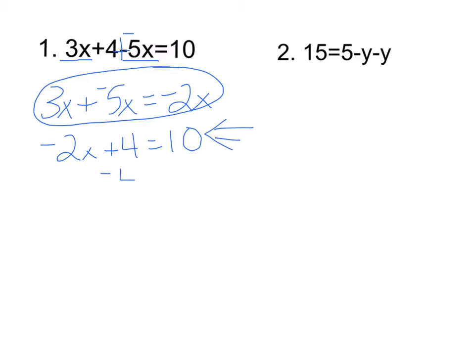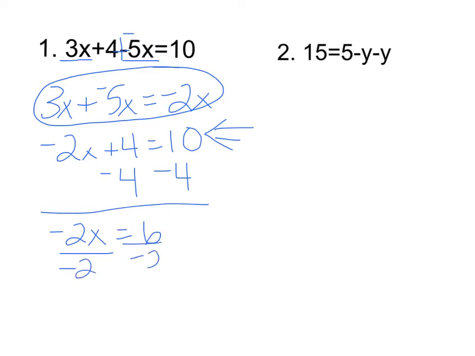So we're going to get rid of the plus 4 by subtracting it, and then we're going to divide by negative 2. So x equals negative 3.